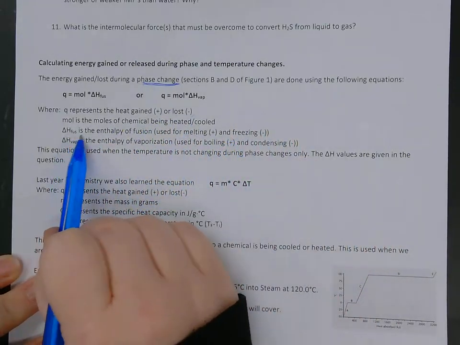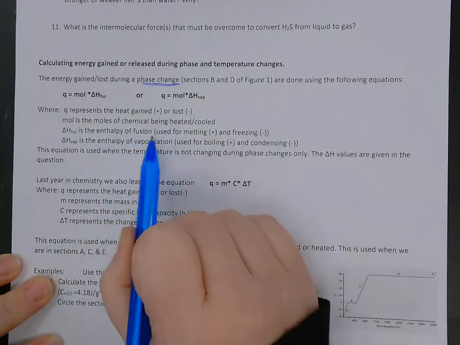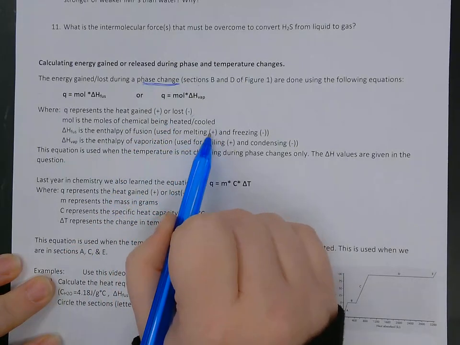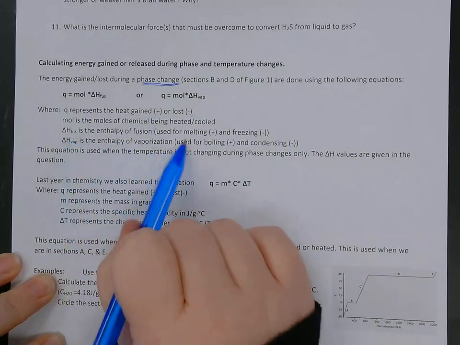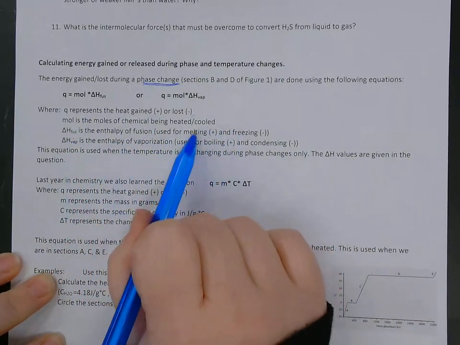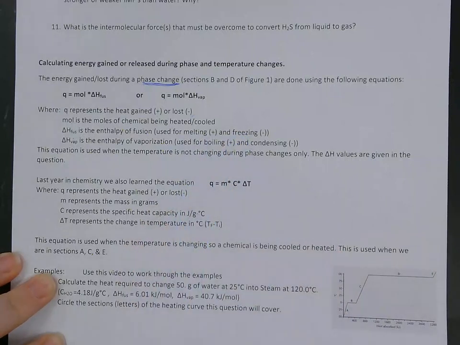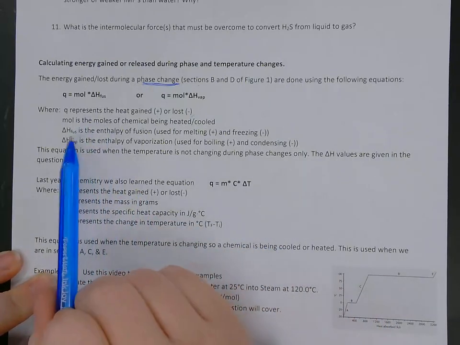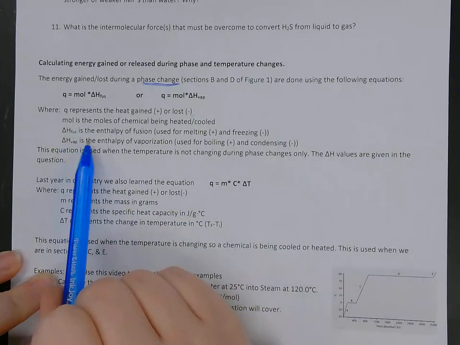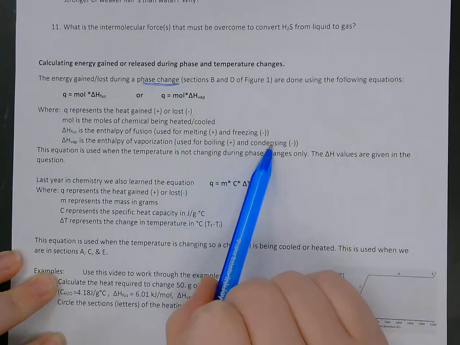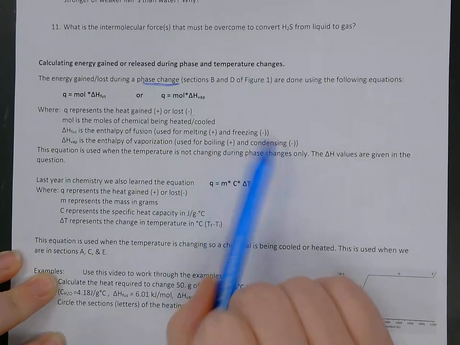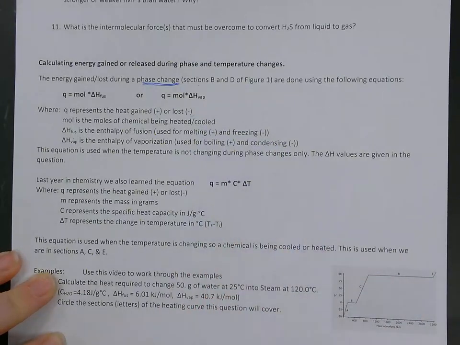Our delta H of fusion is the enthalpy of fusion used for melting, which is positive, or freezing, which is negative. So we use the same value for both melting and freezing. We have to change the sign, though, depending on which one is occurring. So that is our responsibility. It will not be done for us. Same thing with heat of vaporization, the enthalpy of vaporization. It's used for boiling, which is positive, or condensing, which is negative. Again, we have to assign the correct sign to it.